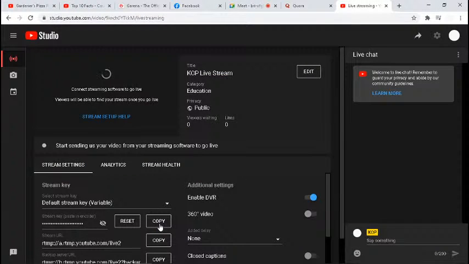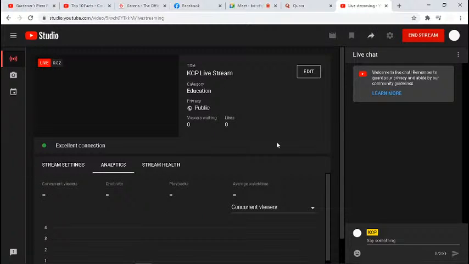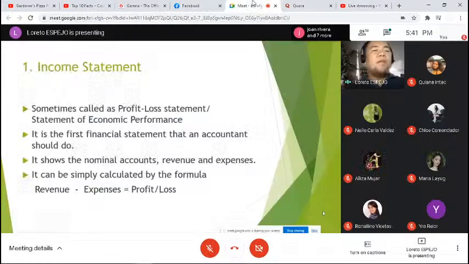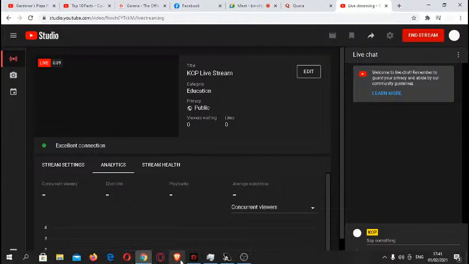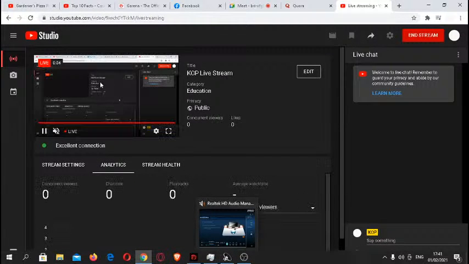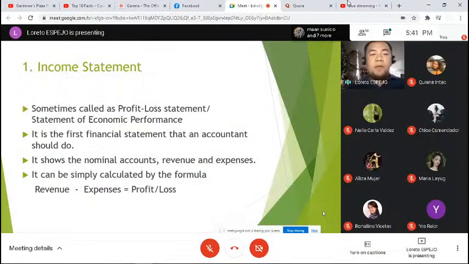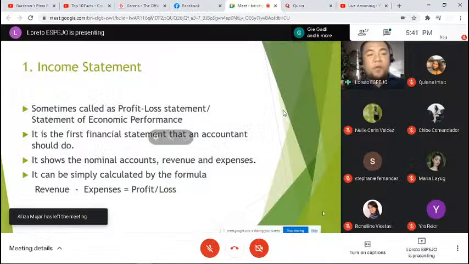The next financial statement that you need to do. Okay. So let's talk about the income statement, sometimes called the profit and loss statement or the statement of economic performance. It is the first financial statement that an accountant or bookkeeper should do.